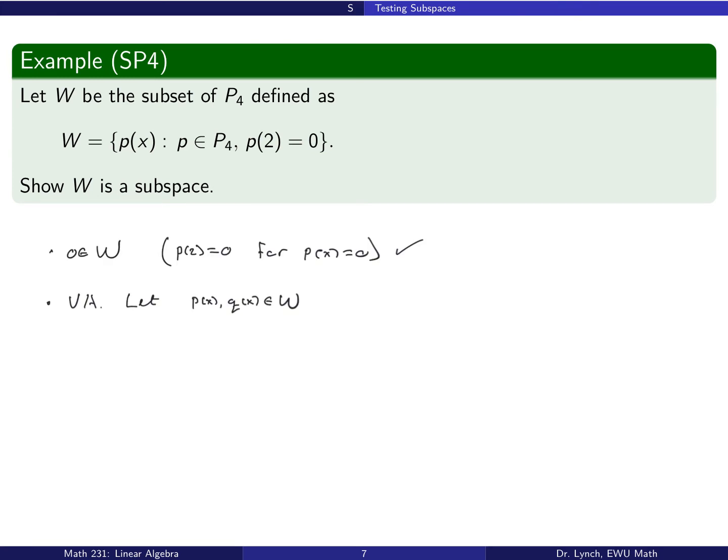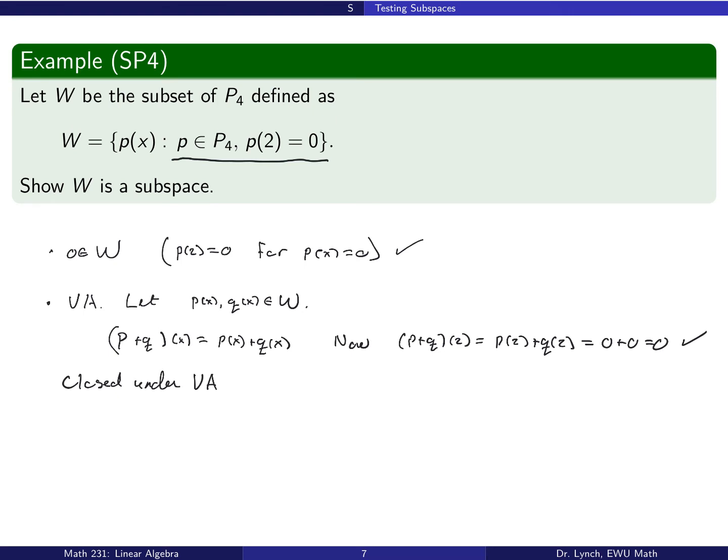Okay, so to check closure under vector addition, we'll let P and Q be elements of W. Now, of course, the rule for membership in W in this case is that when you evaluate a function at 2, you get back 0. So what we want to show then is that their sum is also an element of W. Now, of course, we know how to do vector addition in P4. Vector addition is just function addition in P4.